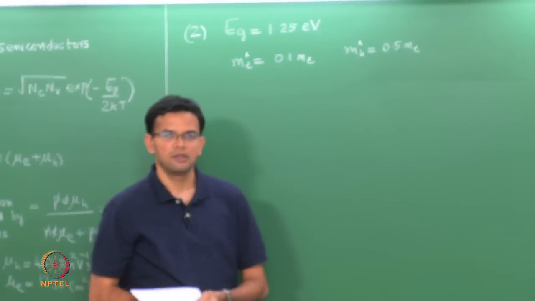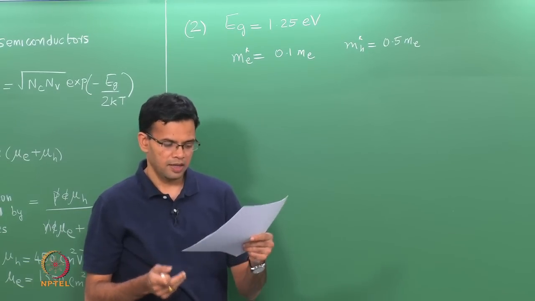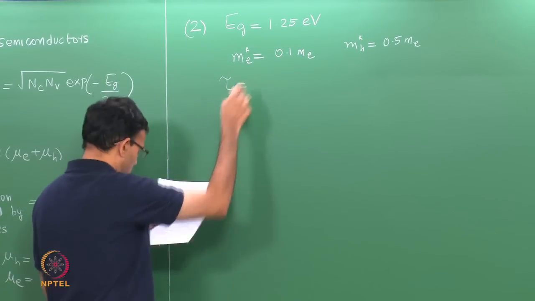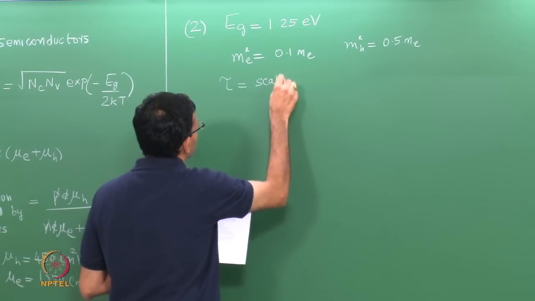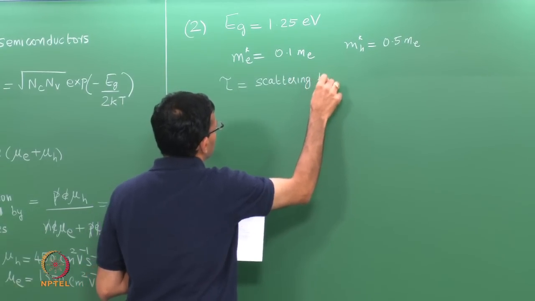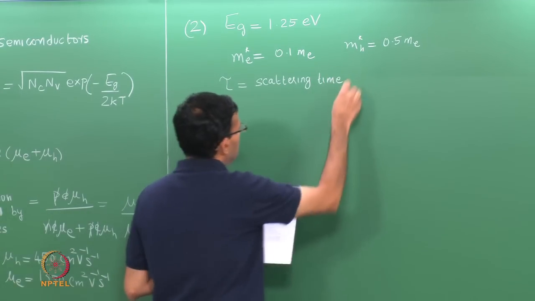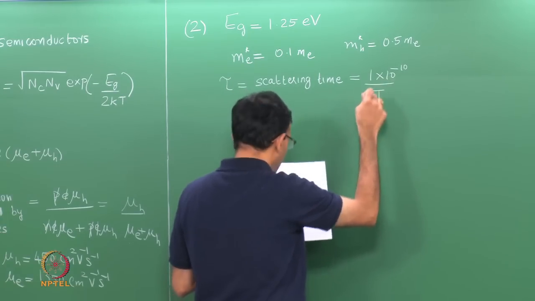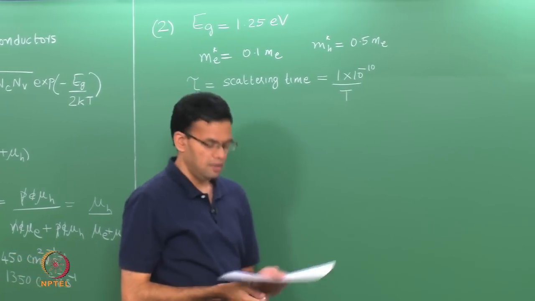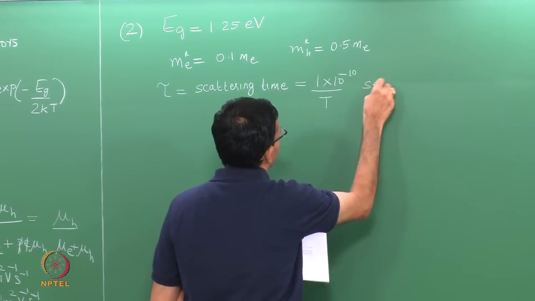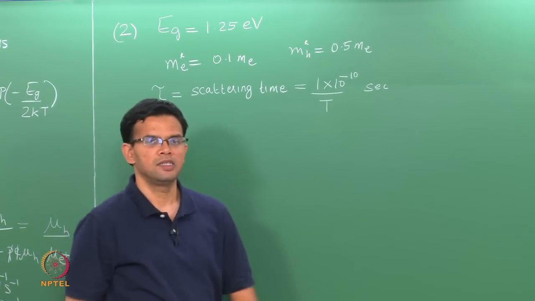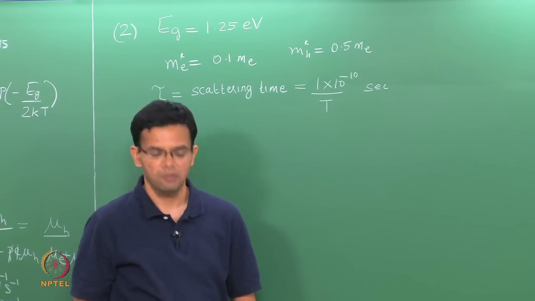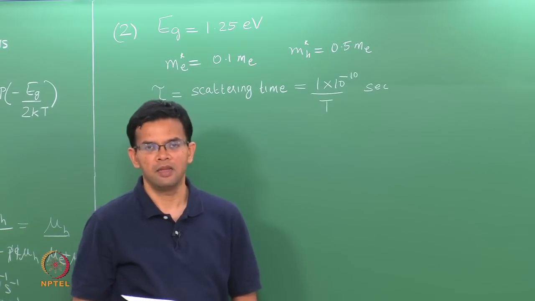So, the band gap is given, the effective mass values are given, and the carrier scattering time is temperature dependent, and that is given in the form: tau, which is your scattering time, is a function of temperature, equal to 1 times 10 to the minus 10 divided by temperature, and the units are seconds. So, the effective masses, the band gap, and the temperature dependence of the carrier scattering time are all given. This we will use to calculate the mobilities.